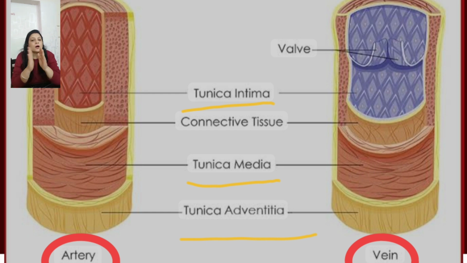Now what is the difference between arteries and veins? Veins have valves, arteries do not have valves. Arteries have high pressure, veins have low pressure. Arteries carry the oxygenated blood except the pulmonary artery and the umbilical artery, but veins carry the deoxygenated blood except the pulmonary vein and the umbilical vein. So this is about the arteries and the veins.